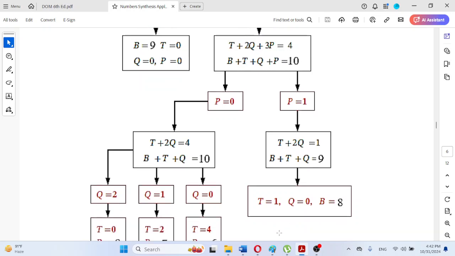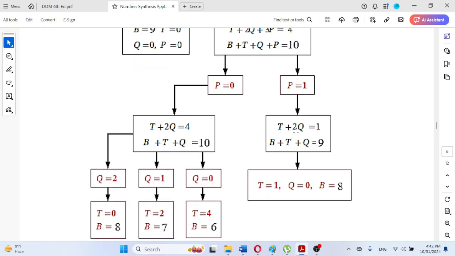So 10 minus 1 will be 9. So in this way the equation will be obtained. Again, the procedure will be the same.